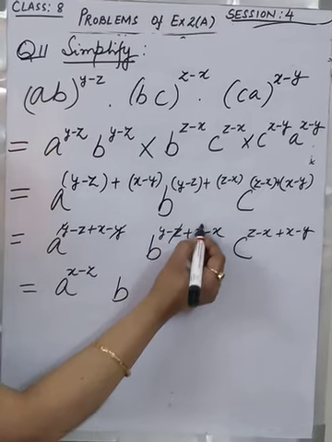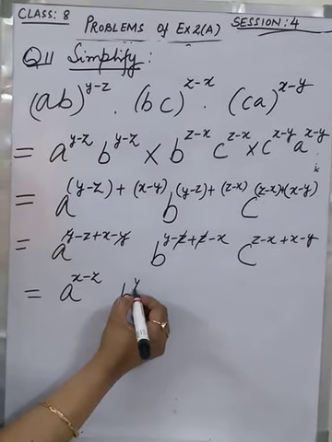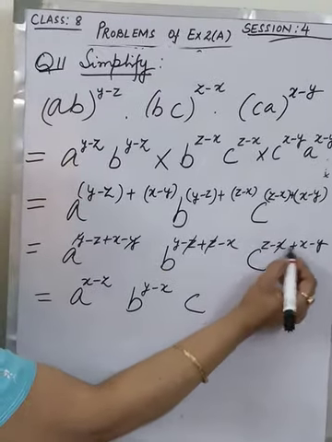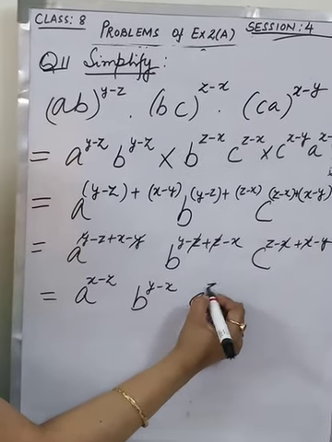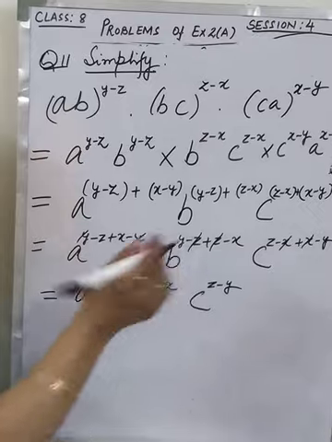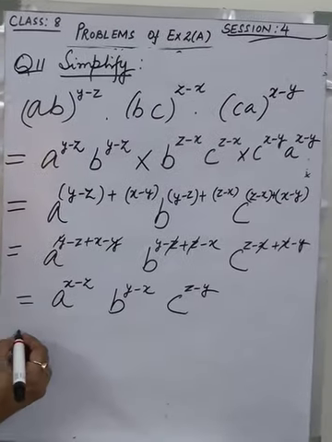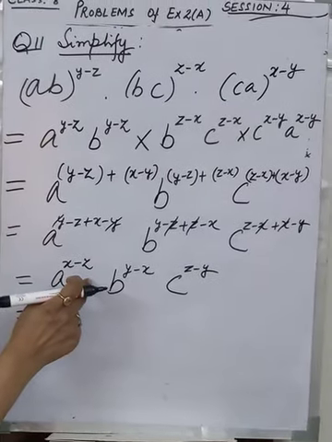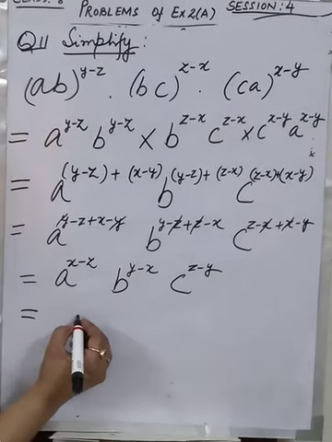Similarly here z and z get cancelled. What am I going to write? B to the power y minus x, and in c, the power x gets cancelled. What are we left with? C to the power z minus y. They ask you to simplify, so we can simplify more. Negative power means it is in the division. So can we write it like this?